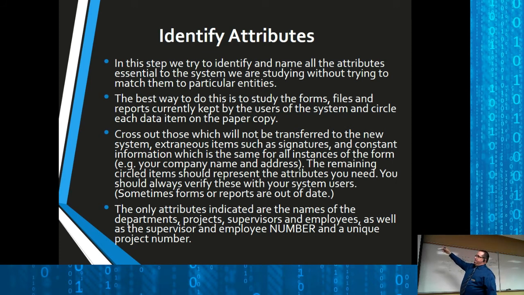In this step, when you identify the attributes, we try to identify and name all the attributes essential to the system. Now, do you notice I said the word essential? Which ones are absolutely necessary? Because when you're doing a conceptual diagram, you don't want to grab all the nitty-gritty detail yet. You want to know what's necessary to identify the stuff.